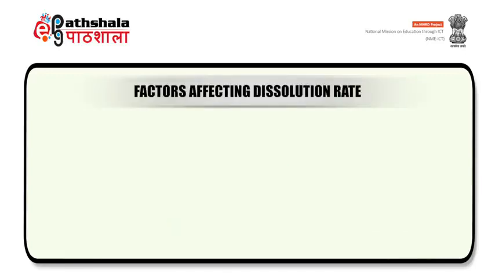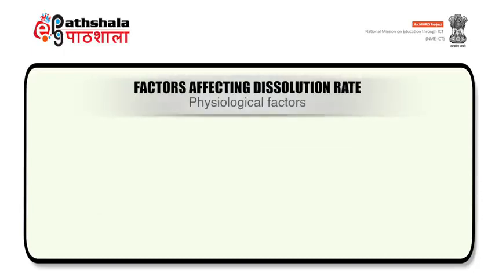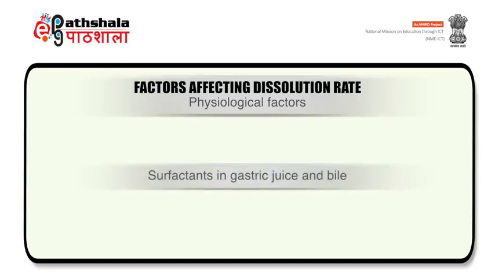Now the next important topic is factors affecting dissolution rate. What are the factors that affect the dissolution rate of a drug? These are basically divided into two types. First are physiological factors and second are physicochemical factors. Physiological factors include surfactants in gastric juice and bile, pH, buffer capacity, food components, permeability, transit, viscosity of lumen contents, motility patterns and flow rate, gastrointestinal secretions, and co-administered fluid.